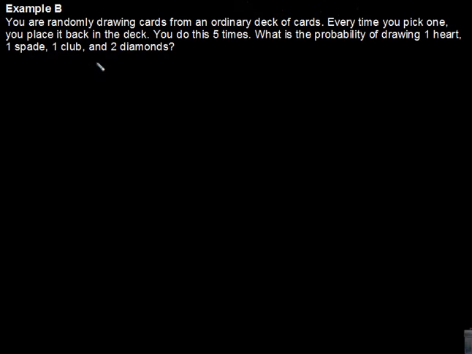Okay, let's try another one. We are randomly drawing cards from an ordinary deck of cards. Ordinary meaning there are 52 cards. Okay, every time I pick one, I put it back in the deck because I'm just like playing a game and I'm bored. Okay, I'm going to do this 5 times. What is the probability that I draw 1 heart, 1 spade, 1 club, and 2 diamonds? N is 5. This is n sub 1, n sub 2, n sub 3, n sub 4. My probability.